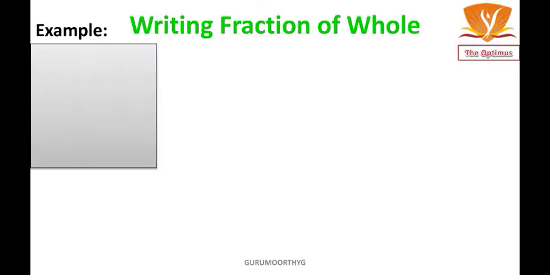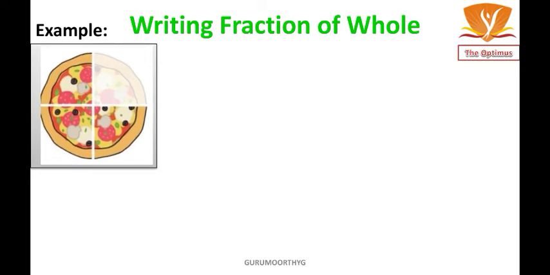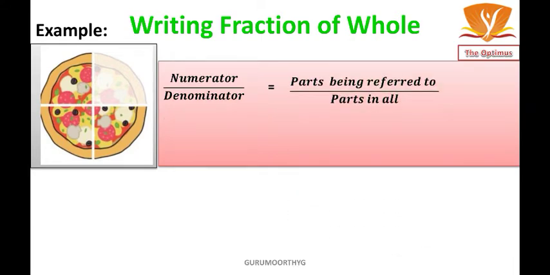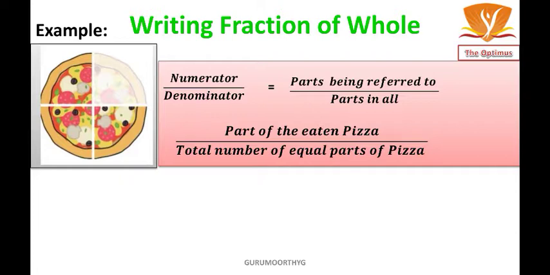Dear kids, we know this is one pizza. Write it in the fraction of whole. We know the upper part is called the numerator, the lower part is called the denominator. My question is, what is the fraction of the eaten part of the pizza? The answer is very simple: parts being referred to divided by parts in all. That means the part of the eaten pizza divided by the total number of equal parts of the pizza. Yes, here the eaten pizza is 1 portion. It's correct, no? The total number of equal parts is 4. Therefore, the answer is 1 by 4.